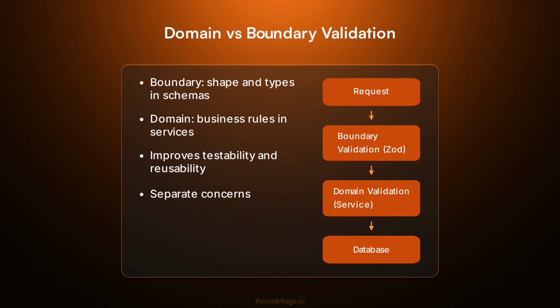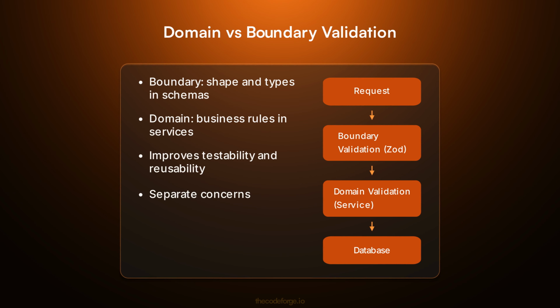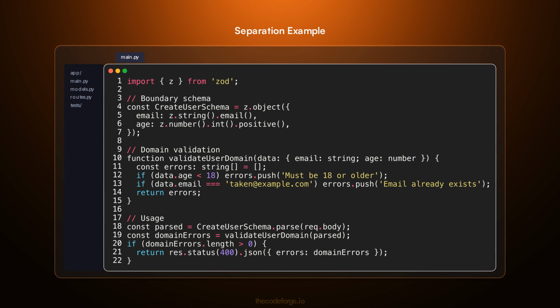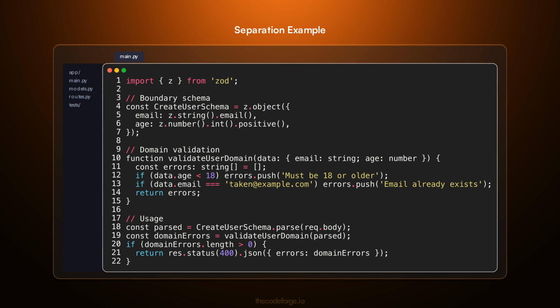Separate validation into 2 layers: boundary schemas for shape and types, and domain logic for business rules. This makes code more maintainable and testable. The boundary schema validates shape and types. The domain function checks business rules like age and email uniqueness. This separation reduces schema complexity.